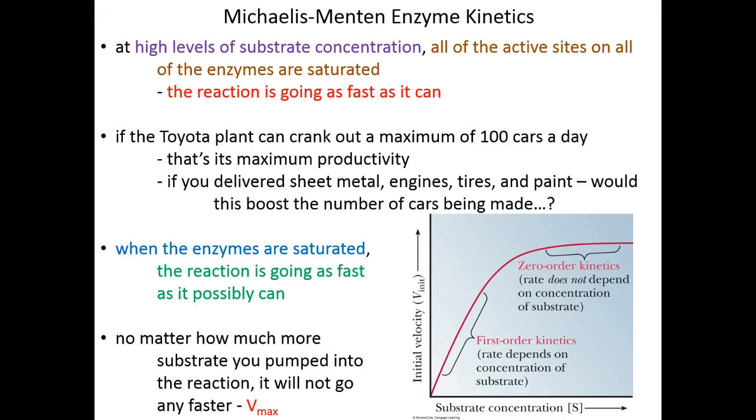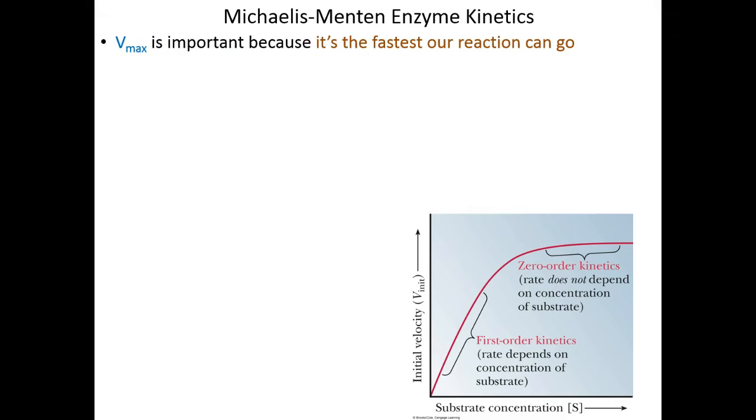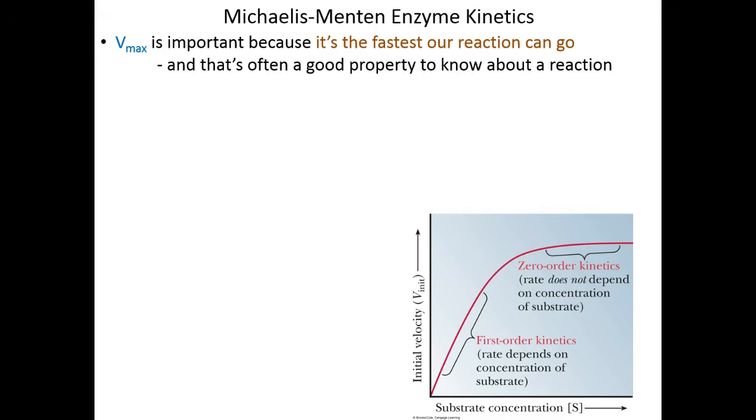No matter how much more substrate you pump into this reaction, it can't go any faster, and so this is our first Michaelis-Menten variable, Vmax. Vmax stands for the maximal velocity of an enzymatic reaction, and it is the fastest our reaction can go. That's often an important thing to know about a reaction, how fast it can go. It gives us some idea of the efficiency of the reaction.